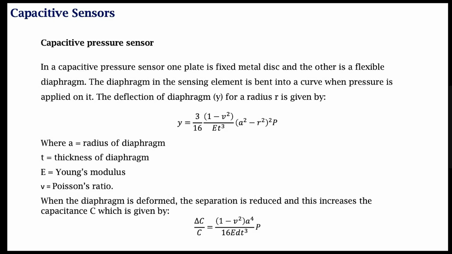Anyhow, let's continue our discussion. So the diaphragm in the sensing element is bent and designed in such a way that when pressure is applied, it has a deflection, and this deflection for an original radius of r is given by this formula. How did I arrive at this formula? Well, this is just basic mathematics, geometry.